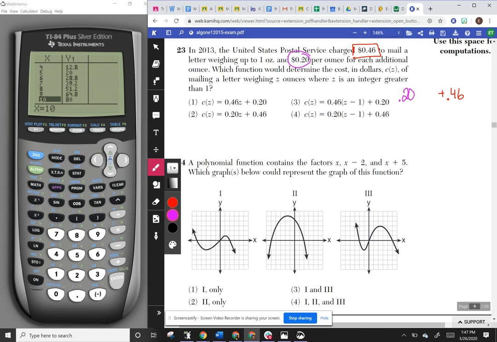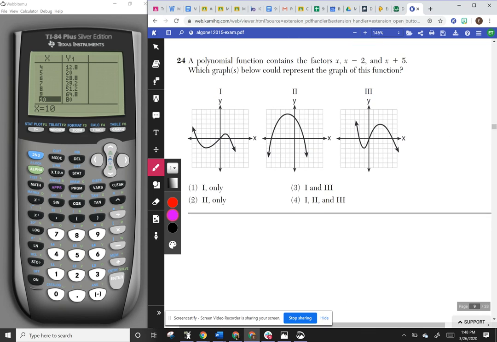We have to get rid of that first ounce. How do you get rid of a first ounce? Or how do you get rid of something? You subtract z minus 1. So it's 20 cents times z minus 1. So 1 ounce less than however much, because that's included, plus 46 cents for that first ounce. So we look through our options, and that's choice 4.